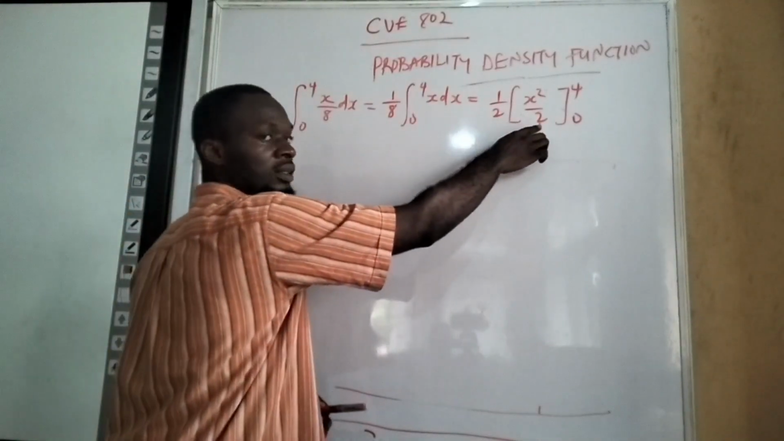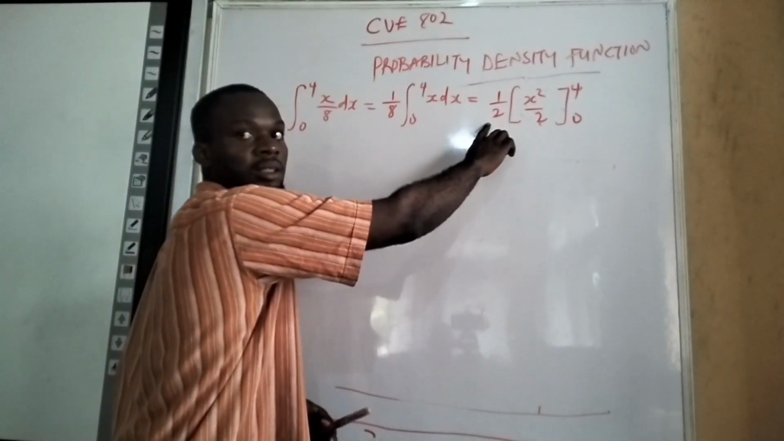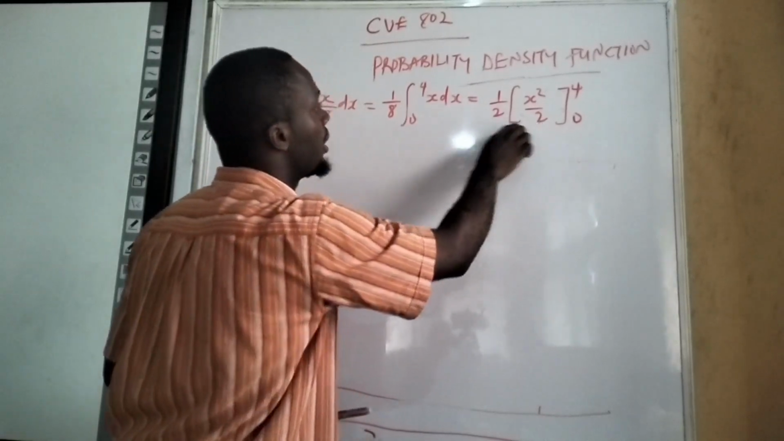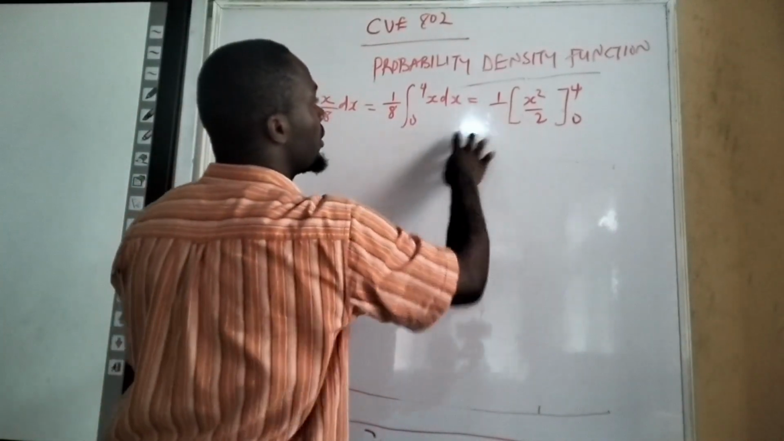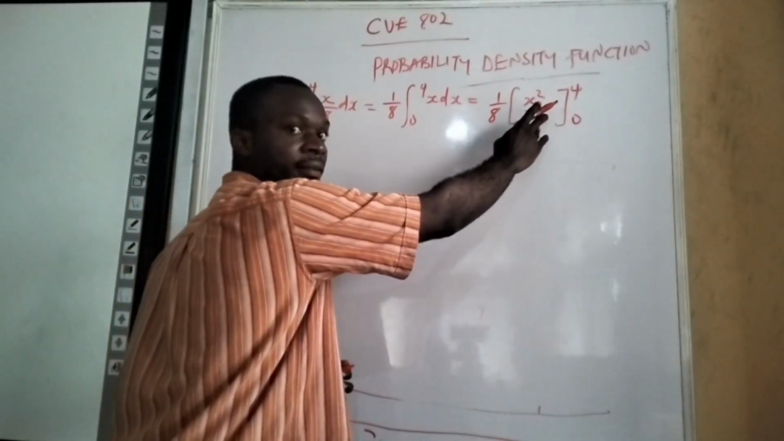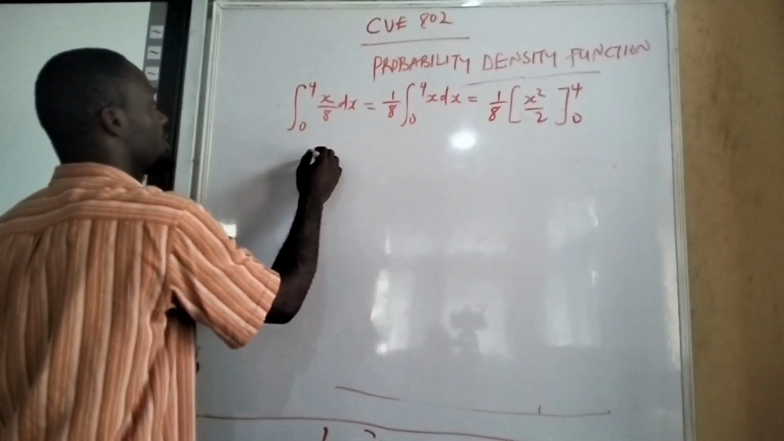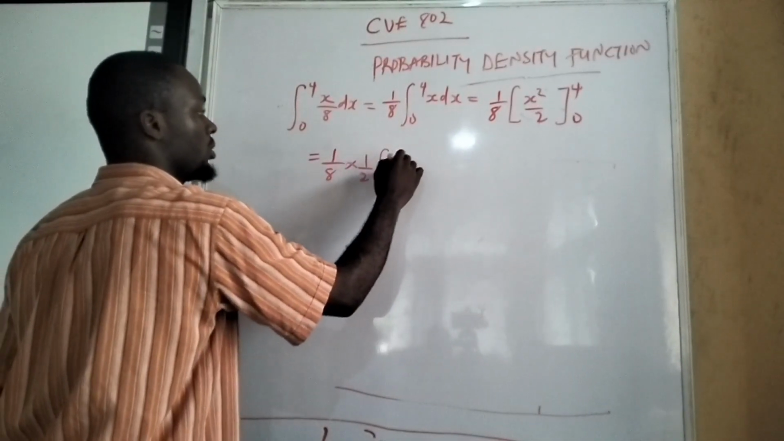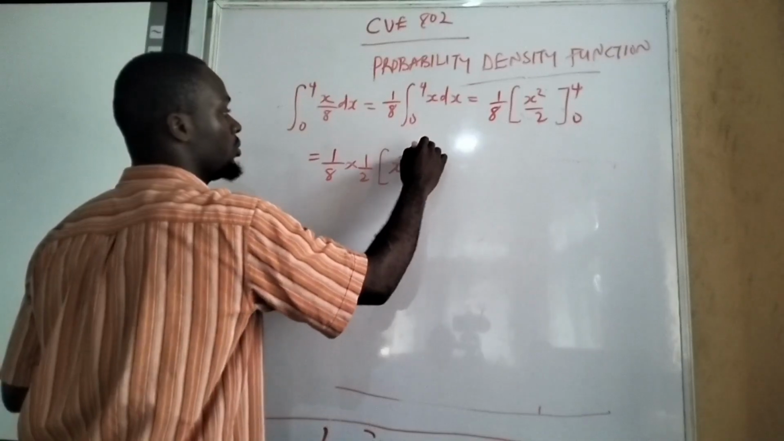So you bring these two outside. It's a constant, so you can write 1 over 2 outside. Sorry, 1 over 8. So you bring this 1 over 2, this half, outside. You get 1 over 8 times 1 over 2, s squared from 0 to 4.